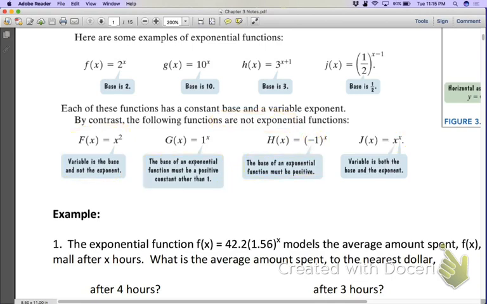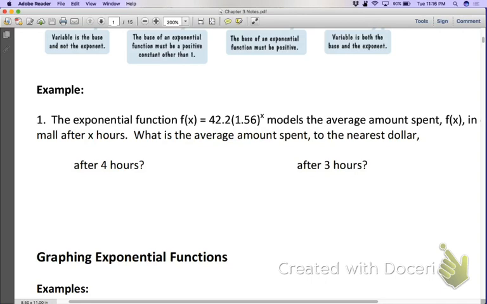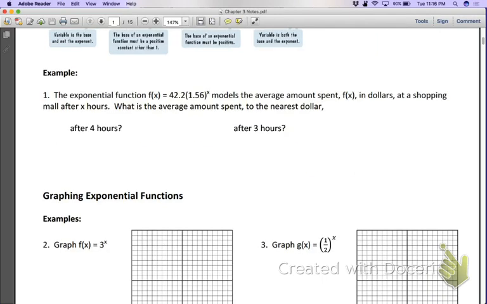From here, the exponential function f of x equals 42.2 times 1.56 to the x power models the amount spent in dollars at a shopping mall after x number of hours. So what's the average amount spent to the nearest dollar? All you're going to do is plug and chug. We take that 4 and plug it in for our x.